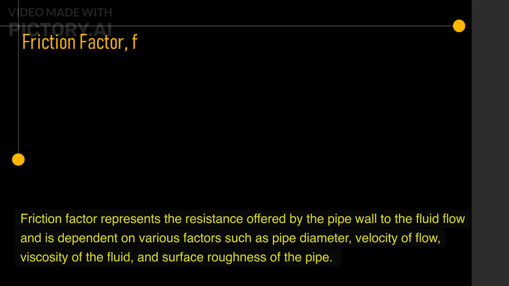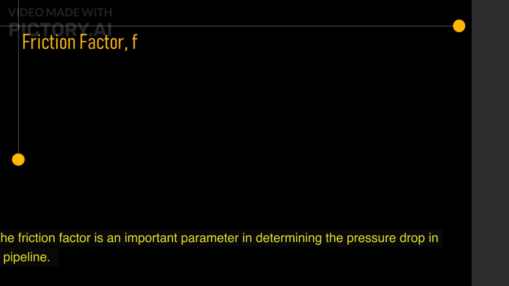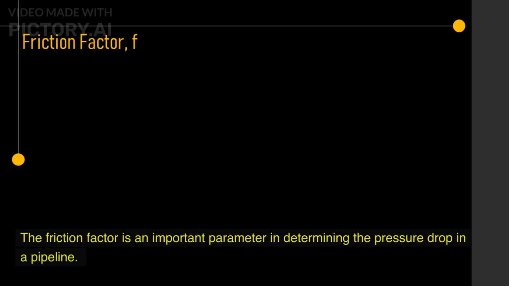Friction factor represents the resistance offered by the pipe wall to the fluid flow and is dependent on various factors such as pipe diameter, velocity of flow, viscosity of the fluid, and surface roughness of the pipe. The friction factor is an important parameter in determining the pressure drop in a pipeline.